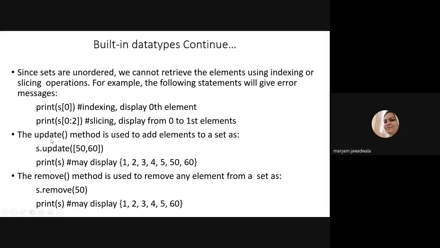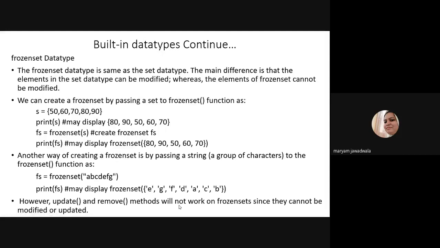And we can use the update function to update any value. Suppose I write s.update 50, 60, meaning the 50 value is updated with 60, right? And likewise you can use the remove function. Suppose I want to remove 50, then I can use it. So 50 is removed and the system will display this output. So this is all about the set data types.